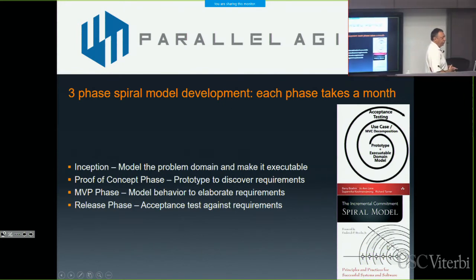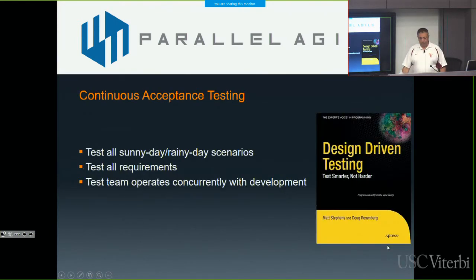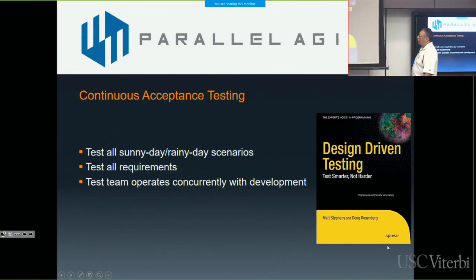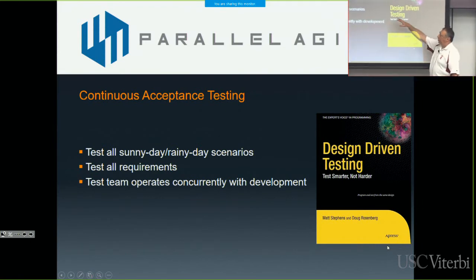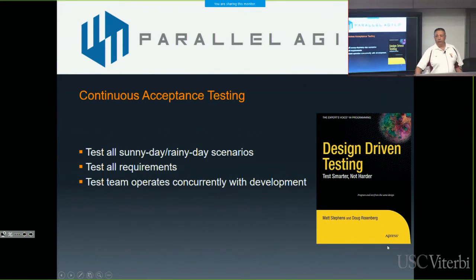And each of these phases takes around a month. And at the end of 3 months, you have basically gone from 0 to ready to ship. Another one of my books is called Design-Driven Testing, and it has strategies in it for when you write use cases and you detail out the sunny and rainy day paths through that use case, you have to test all those branches. It has strategies for testing all your requirements. And what we've been doing on our projects is having the test team work concurrently with the development team.